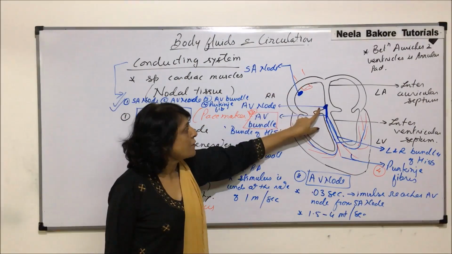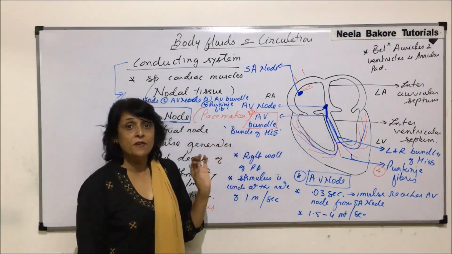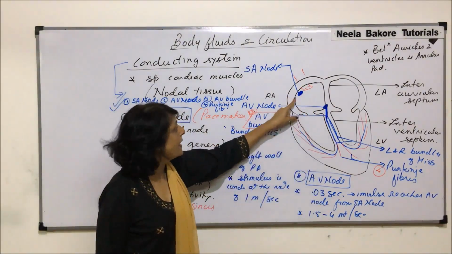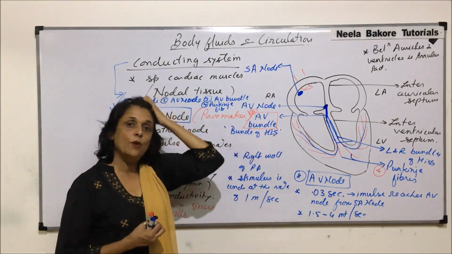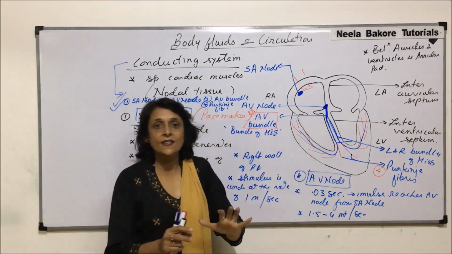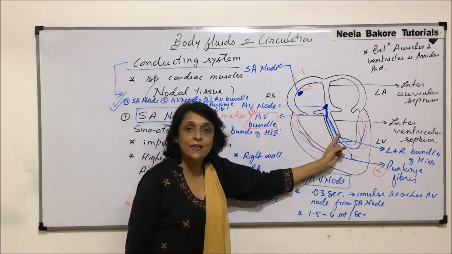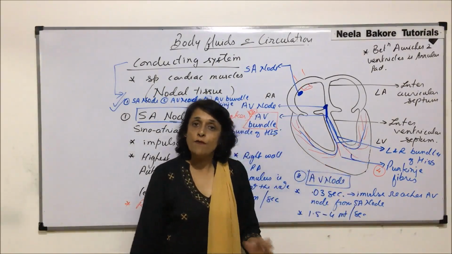It travels from SA node to AV node. The time which is taken is 0.03 seconds. In that time period, it reaches here. So now it is received by AV node, and then AV node again sends it through AV bundle, left and right bundles of His and Purkinje fibers to the walls of ventricle.